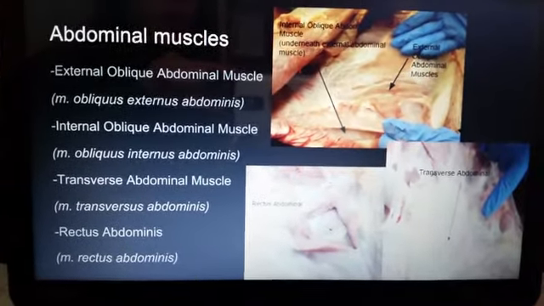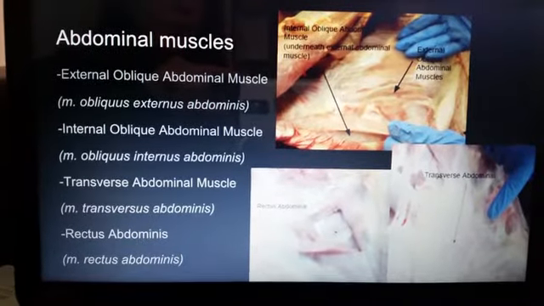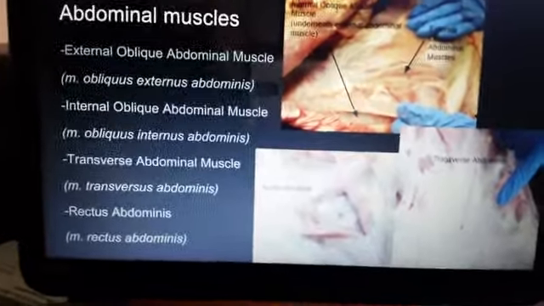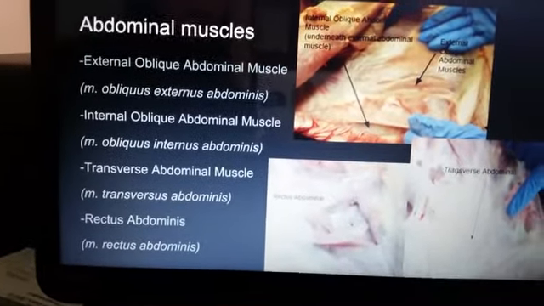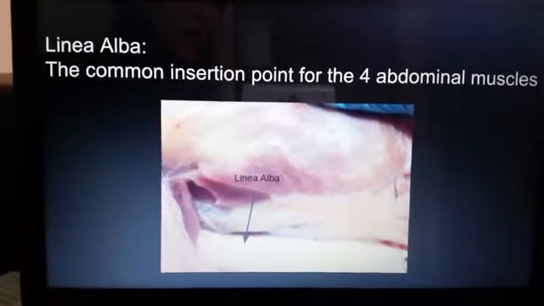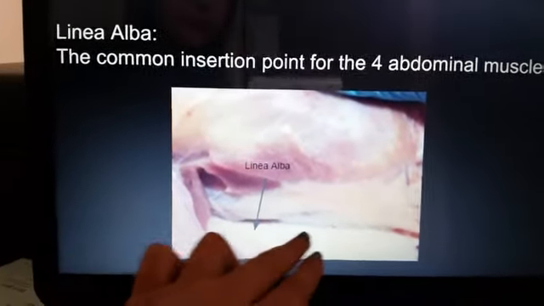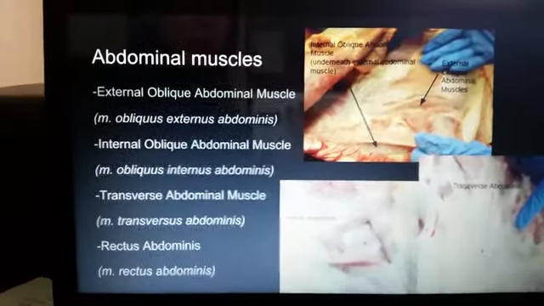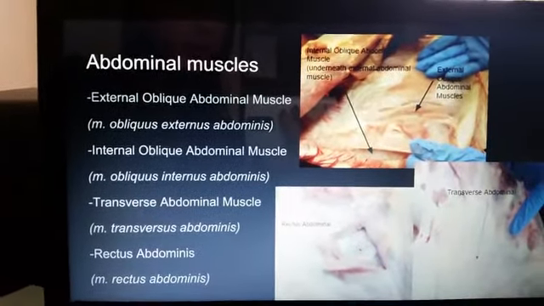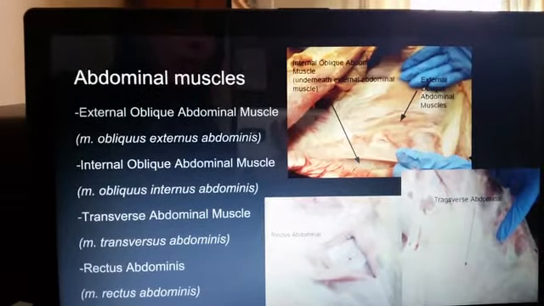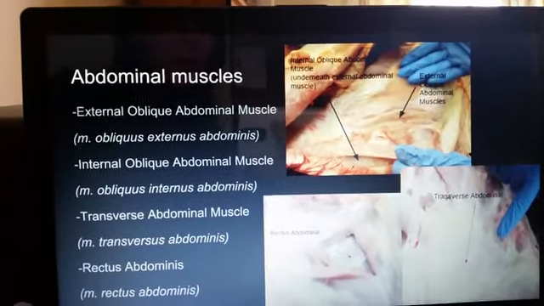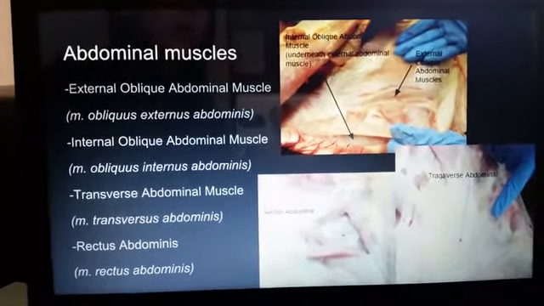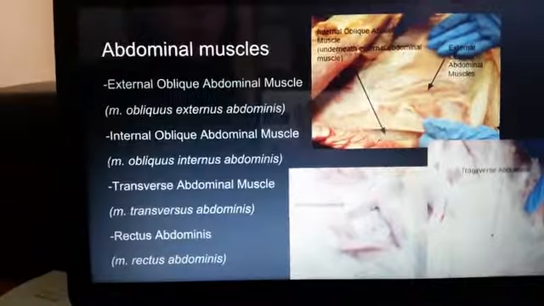The first 3, the external obliques, the internal obliques, and the transverse abdominals, all connect at the linea alba, which is a very fibrous white connective tissue that you will find at the ventral aspect of the abdominal cavity, as seen here. When looking at the abdominal muscles, you can see that the external oblique abdominal muscles run from cranial to caudal, the internal obliques run from caudal to cranial, and the transverse abdominal muscles run vertical.